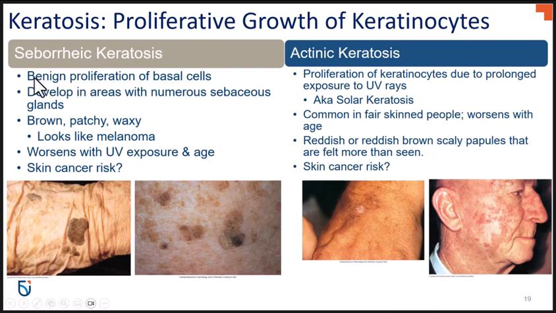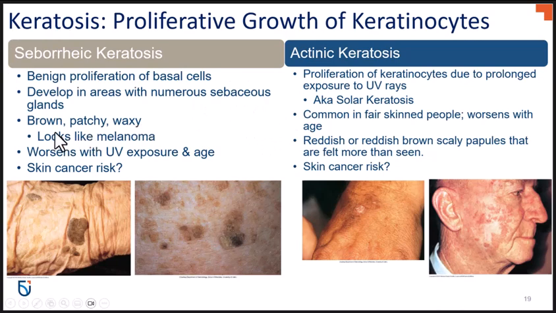Seborrheic keratosis is a benign proliferation of basal cells. Remember the basal cells, you might recall, are the most bottom layer of cells that are part of the epidermis. That's the basal cells. Remember the stratum basale, if that helps. This condition most commonly forms in areas where sebaceous glands are present, hence the name seborrheic keratosis, because seborrheic relates to sebaceous.